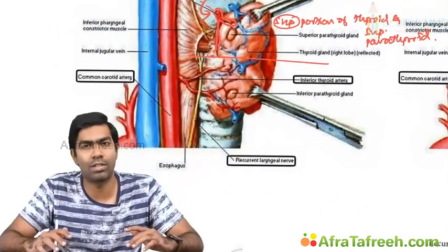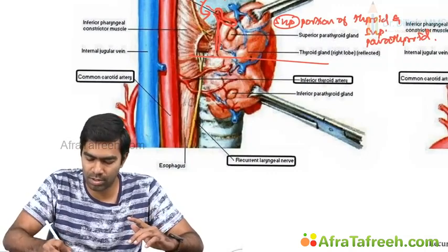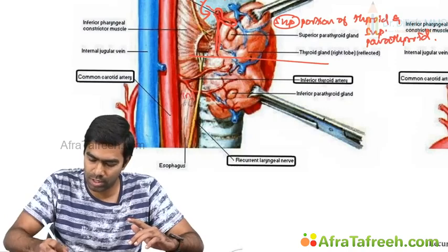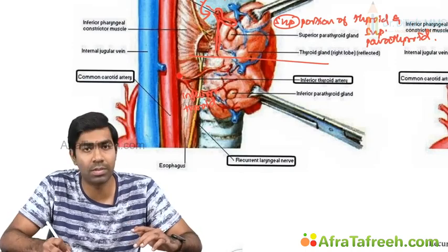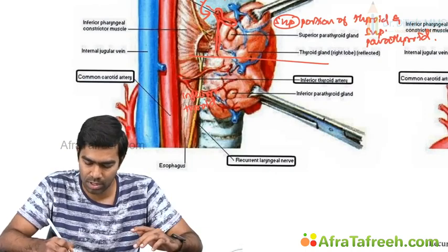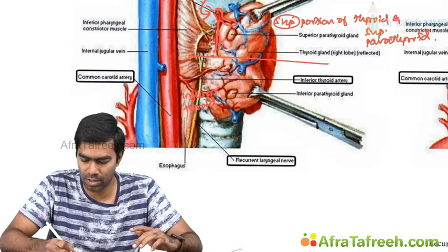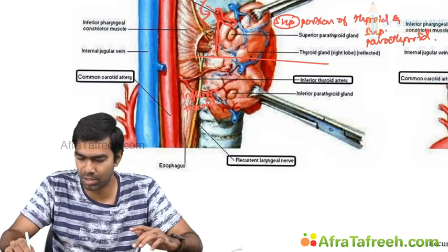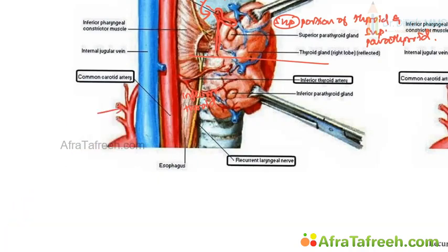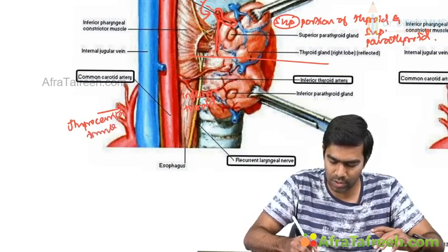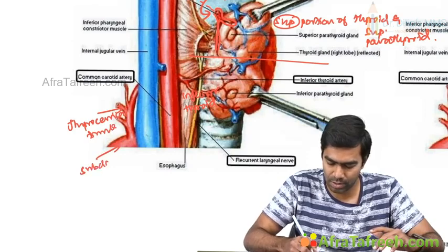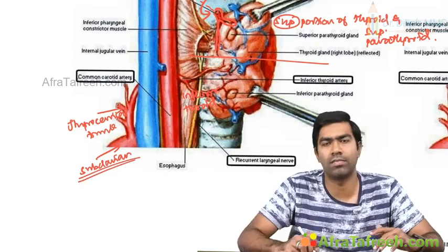What is the second major artery? The second major artery of the thyroid gland is the inferior thyroid artery. So this is the inferior thyroid artery, and if you trace it out, it doesn't originate from the carotid. Instead, it originates from the thyrocervical trunk, which itself is coming from the subclavian. Clear? So this is again a very important artery.